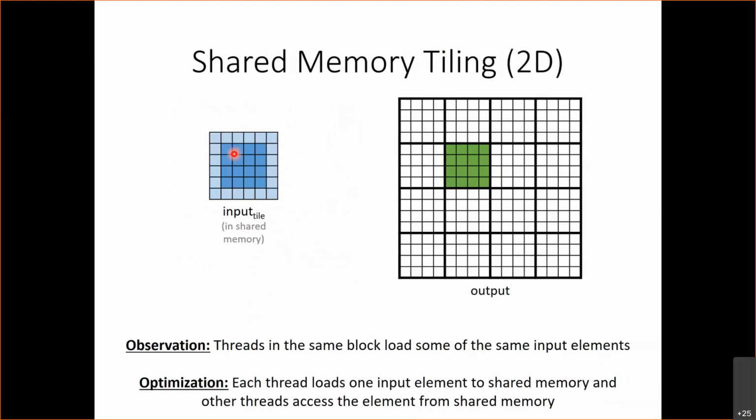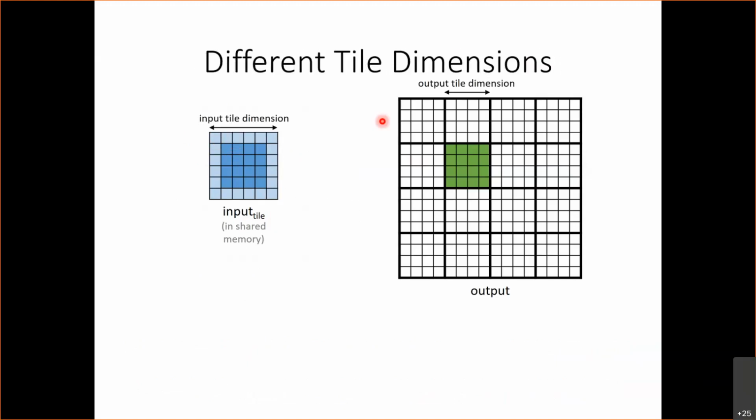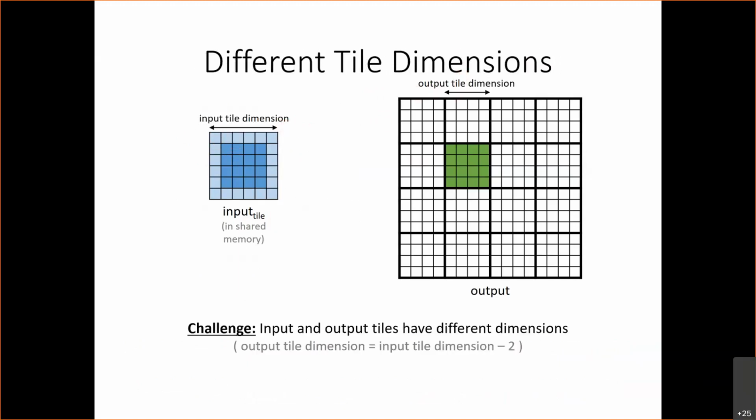Now, one observation here, which is the same observation we noticed in convolution, is that the input tile and the output tile have different dimensions. So the question is, how many threads do we launch? Okay, the challenge is the input and the output tiles have different dimensions. The output tile is input tile dimension -2, right? Because here the input tile corresponds to the output tile +1 in each direction. So the input tile dimension is the output tile dimension +2. That's 1 in each direction.